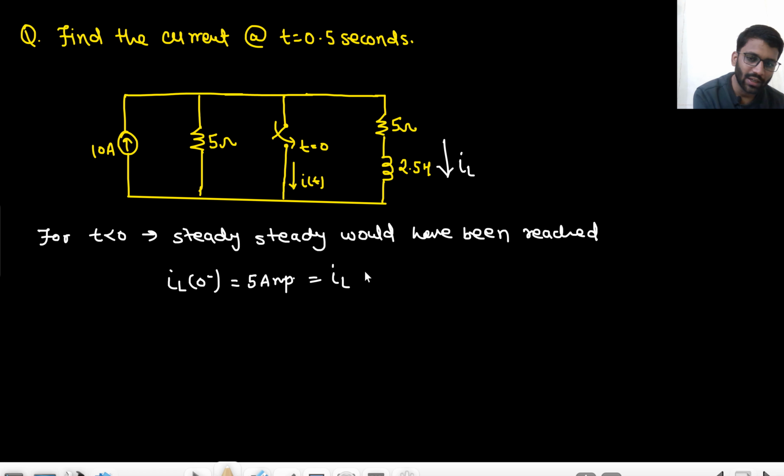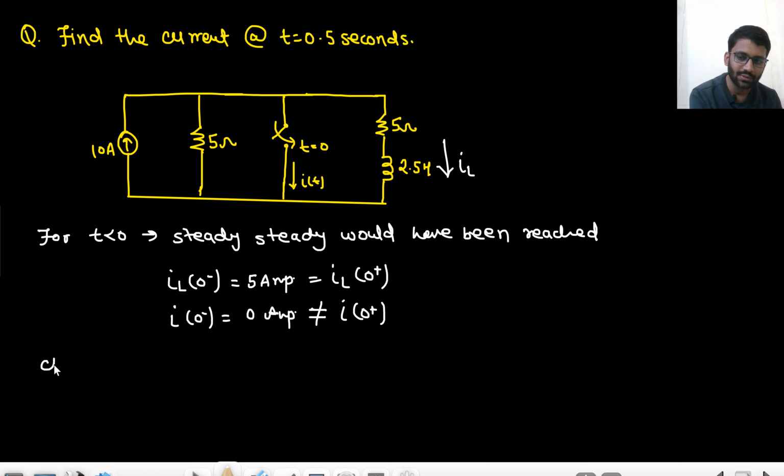And this would be equal to IL of 0 plus. Now I of 0 minus is 0 ampere, right? Because the switch is basically open, so there is no current going through it, and it may not be equal to I of 0 plus. Now circuit at t equals to 0 plus.